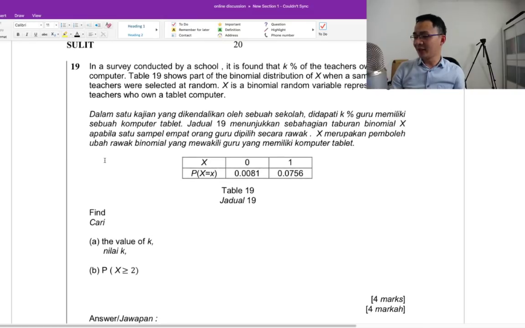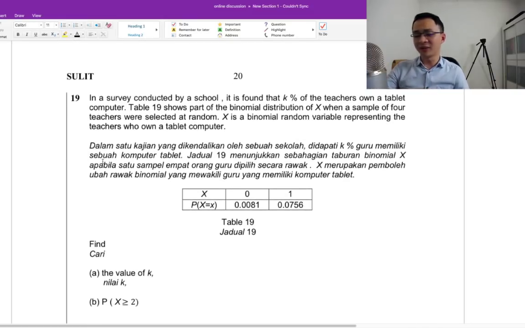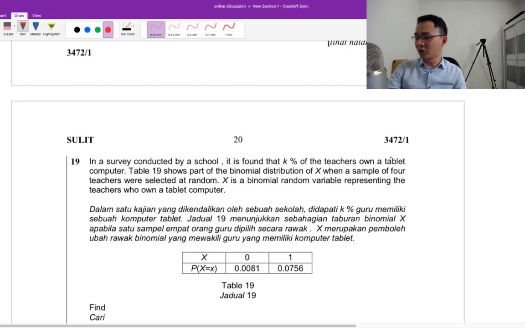Okay, question 19 here. In the survey conducted by the school, you cannot see the question, let me scroll down a bit. In the survey conducted by the school, it's found that K% of the teachers own a tablet computer. Table 19 shows part of the binomial distribution of X when a sample of 4 teachers, so n equals 4, were selected at random. X is the binomial random variable, representing the teachers who own a tablet computer.